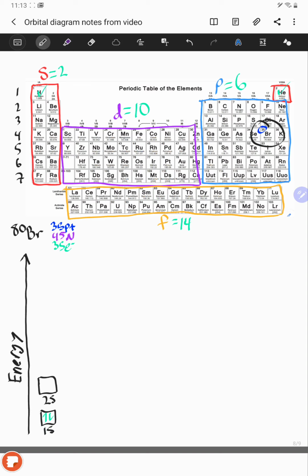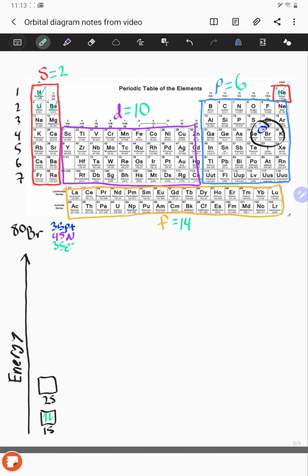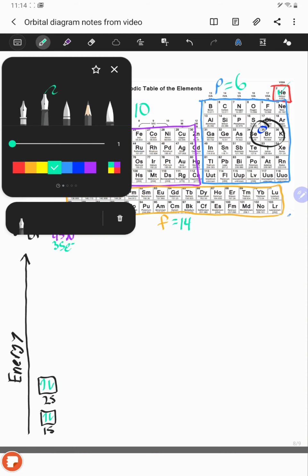To clear up any confusion on why we don't have a 1p, if we look on the first energy level, there's no p orbital here. P doesn't start until we get to the second energy level. Anyway, we are now at the 2s orbital. So we're in the second energy level, s block, fill in the electrons there.